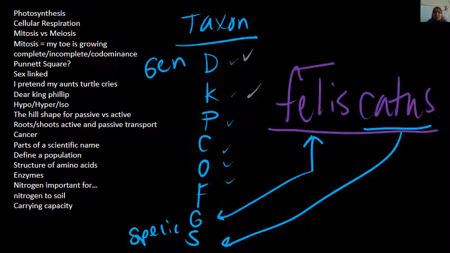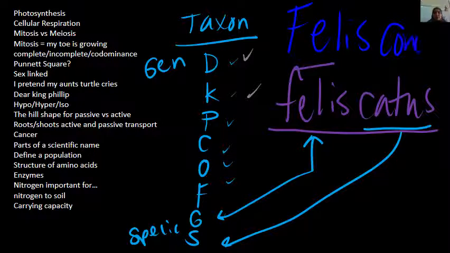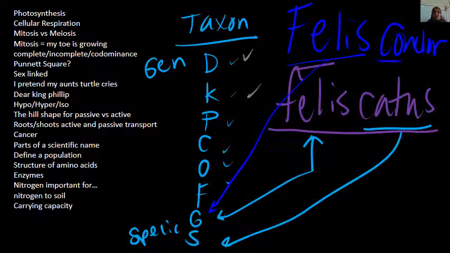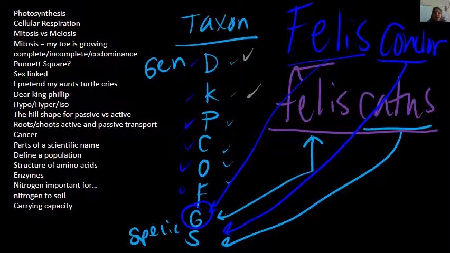Let's say, for example, I'm looking at Felis catus and Felis concolor. Again, Felis is the genus, concolor is the species. Notice they're in the same genus together. That means they have the same domain, same kingdom, phylum, class, order, family, and genus.